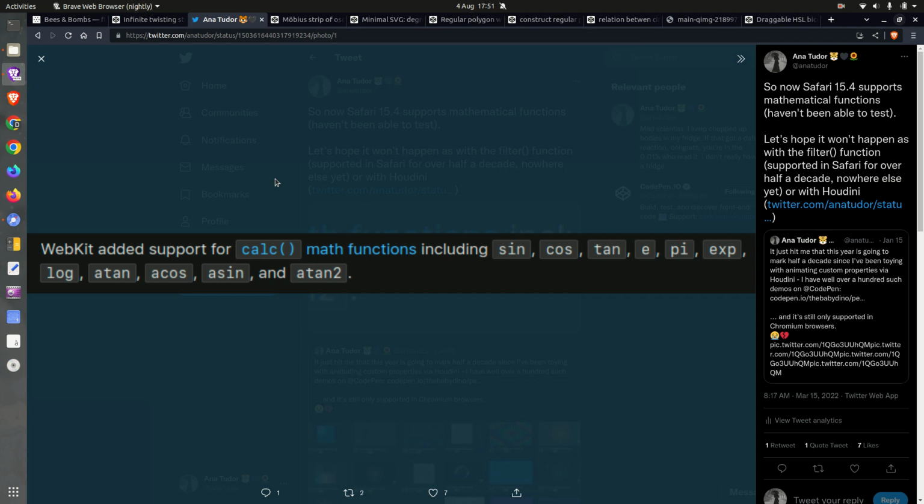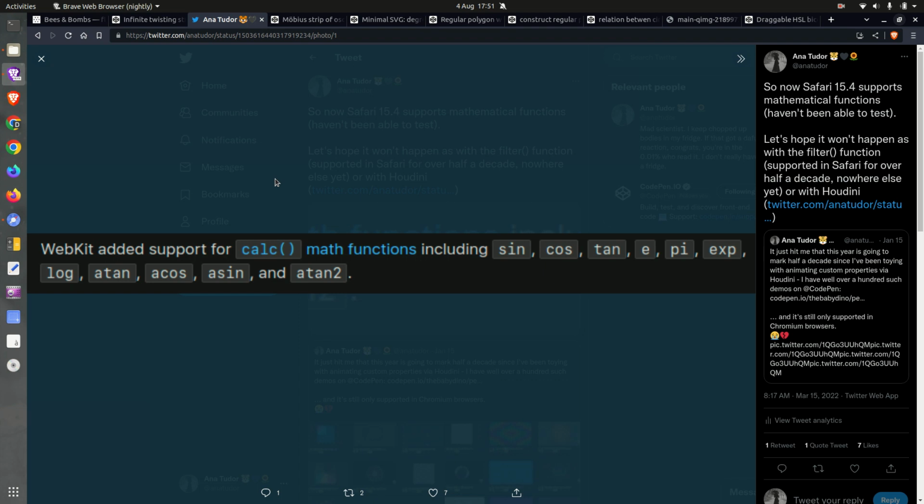Now times have changed, and starting March this year, Safari supports not just trigonometric functions, but also other mathematical functions directly in CSS, which I think is really cool. However, I haven't seen anything done with this so far. And that may be because support is limited to Safari for now, which means OS restricted.